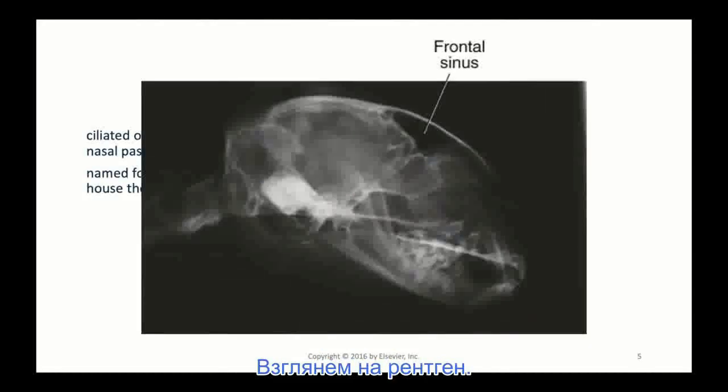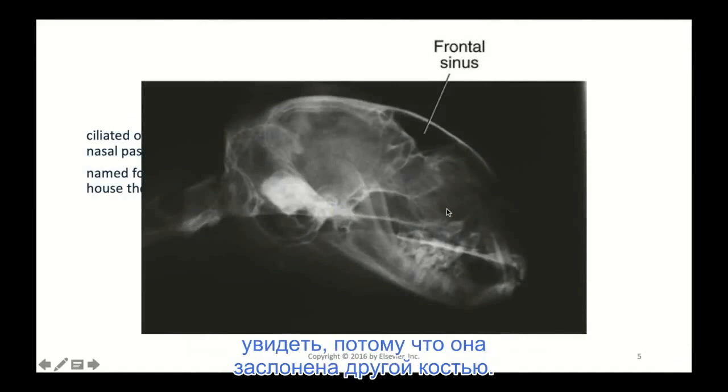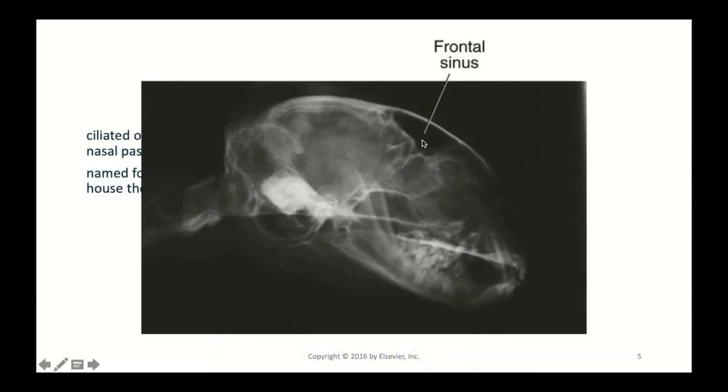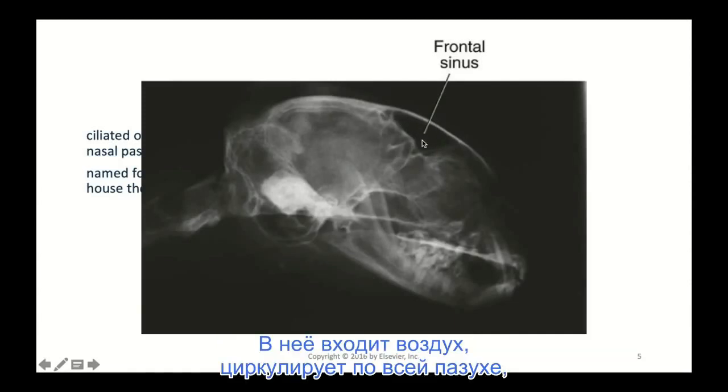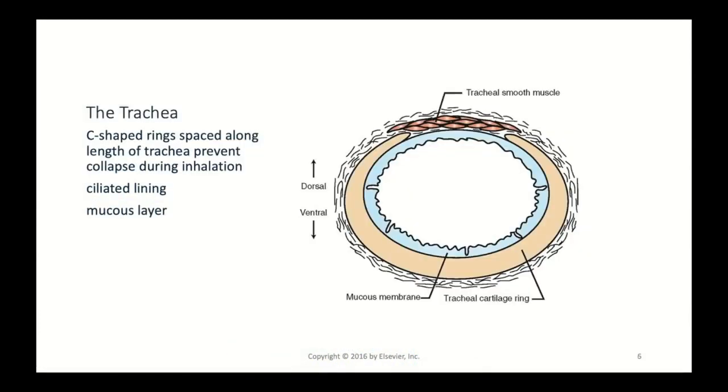And looking at a radiograph, this is what they show up as on a radiograph. It's harder to see the maxillary because it's superimposed by other bone, but the frontal sinus, you can see that it's this cavity within the bone that allows air to come in, swirl around, get humidified, and then make its way down the respiratory tract.